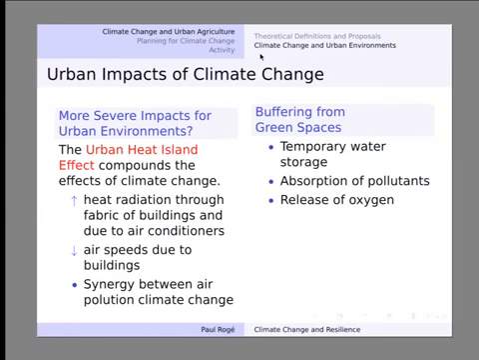And then it also releases that water slowly rather than the kind of high-rise, high-fall pattern we see in a lot of concrete cities, right? And then also we have the absorption of pollutants in the urban setting and releases of oxygen, both of which are taking care of this synergistic effect that they mentioned. So does that make sense?